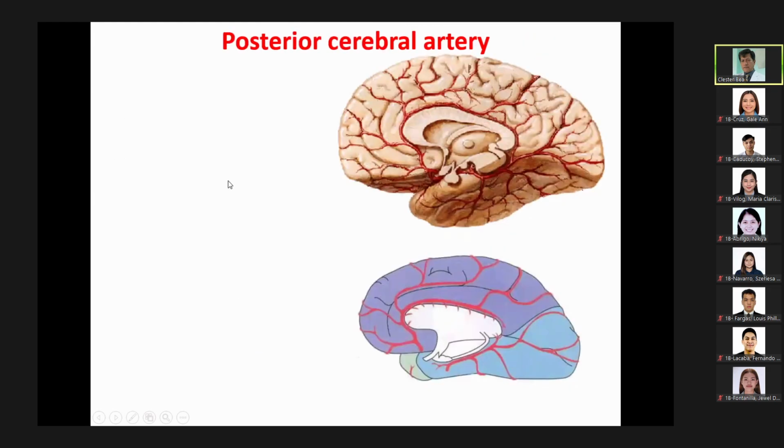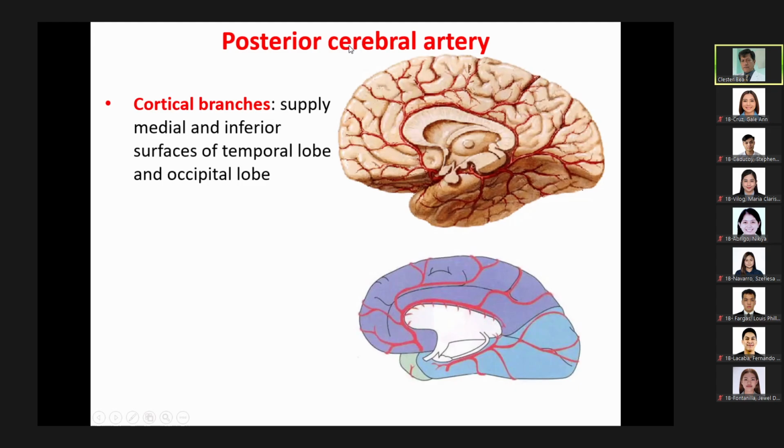Now let's go to the cortical branches of the posterior cerebral artery. It supplies the medial and inferior surface of the temporal lobe, as well as that of your occipital lobe. So this will be the temporal lobe here. The inferior surface will be under the territory of the posterior cerebral, as well as the occipital lobe here. The entire occipital lobe will be under the territory of the cortical branches.